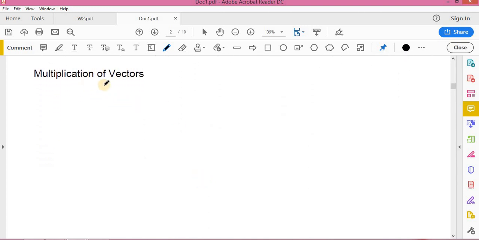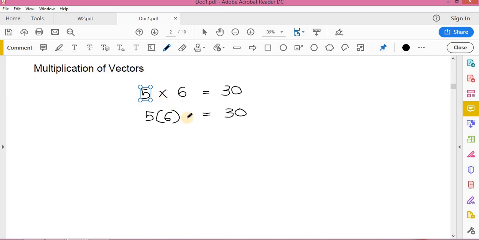For multiplication of scalar quantities, it is very easy, right? For example, you have 5 and you need to multiply with 6. They are scalars, so it will be 30. Sometimes you might not write it in this way, you might put it in this way, so you know automatically it's still 30. But for vectors, it is slightly different. So for vectors, we have two types of multiplication.